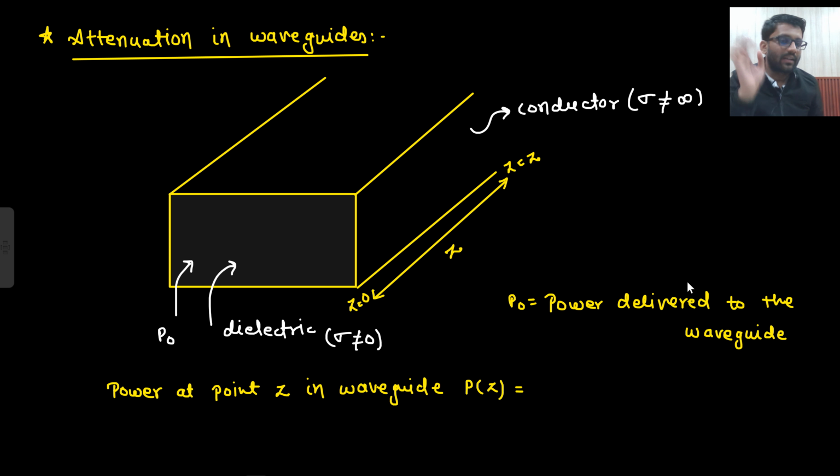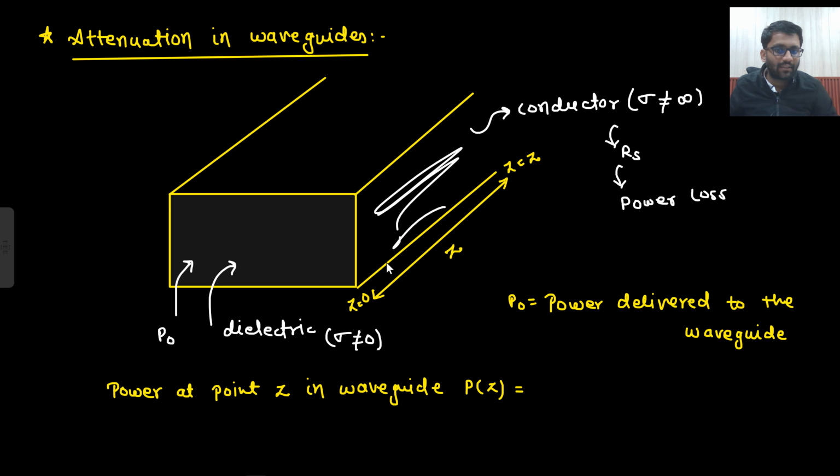So if it is a good conductor, having a finite conductivity, that means it will have some Rs, and if it is having some Rs, that means it will have some power loss. So there could be power loss in the conductors. That means there could be some power loss in the walls of the waveguide.